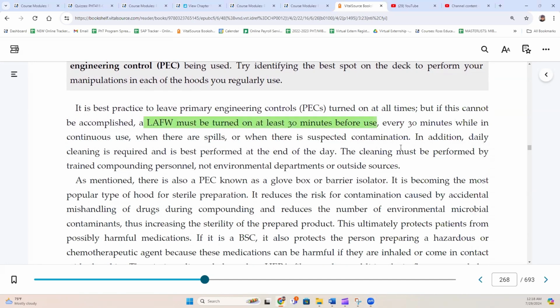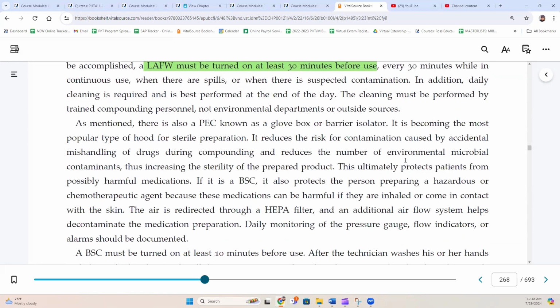Every 30 minutes while in continuous use, when there are spills or when there is a suspected contamination. In addition, daily cleaning is required and is best performed at the end of the day. The cleaning must be performed by trained compounding personnel, not environmental departments or outside sources.